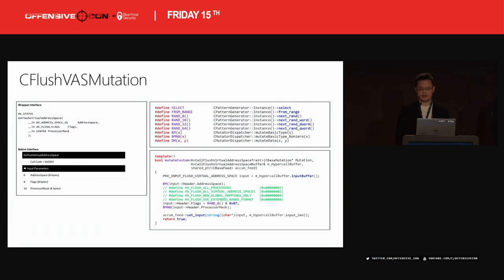So let's see an example of a specific hypercore mutation. The flush virtual address space hypercore. It invalidates all virtual TLB entries that belong to a specific address space. There are 3 parameters in the input buffer: address space, flags, and processor mask.